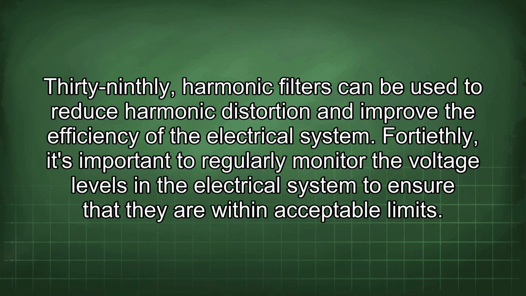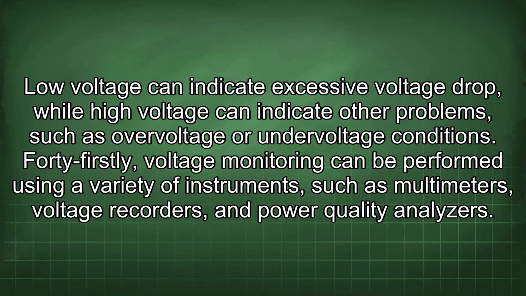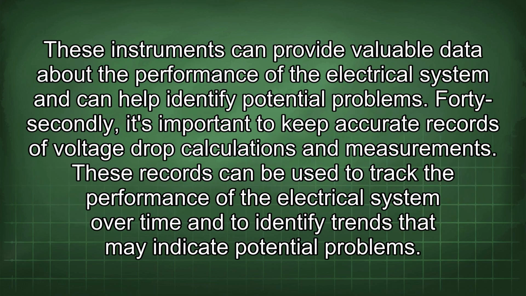40thly, it's important to regularly monitor the voltage levels in the electrical system to ensure that they are within acceptable limits. Low voltage can indicate excessive voltage drop, while high voltage can indicate other problems, such as overvoltage or undervoltage conditions. 41stly, voltage monitoring can be performed using a variety of instruments such as multimeters, voltage recorders, and power quality analyzers. These instruments can provide valuable data about the performance of the electrical system and can help identify potential problems.